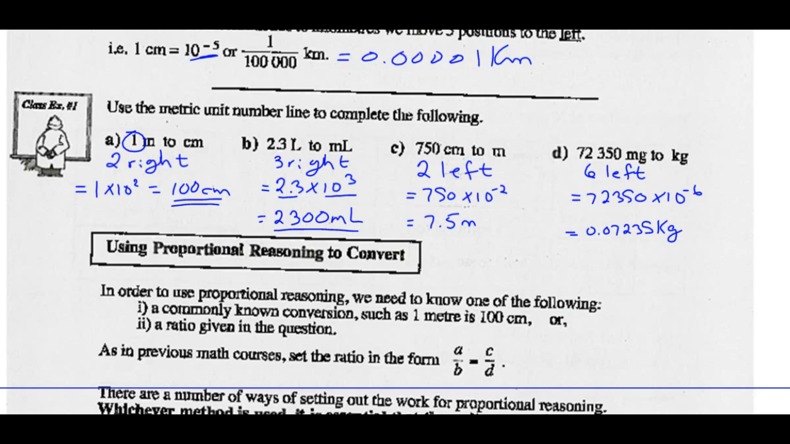750 centimeters to meters. I'm going to have to move centimeters to meters. That means I'm going to move 2 positions to the left. So I take 750 centimeters multiplied by 10 to the negative 2, gives me 7.5 meters. And finally, milligrams to kilograms. That's 6 positions to the left. So I take the number of milligrams I have multiplied by 10 to the negative 6, 6 powers of 10 to the left, and I figure out how many kilograms I end up with. All right, so that's using the metric unit number line.